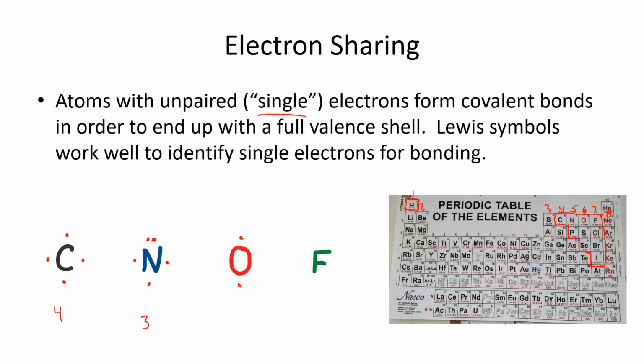With oxygen, again, the ones that are paired up are not available for bonding, so only this guy and this guy can be used for bonding, so that means only 2. And then for fluorine and the other halogens, you can see that there's only 1 that's available for bonding. And so those single electrons, those are ones that we're going to use in order to make bonds and make our molecules.